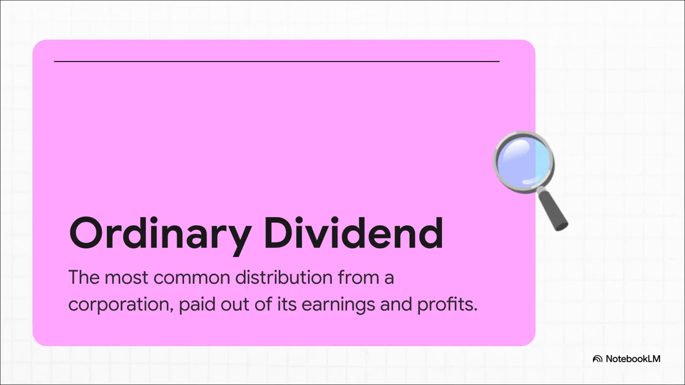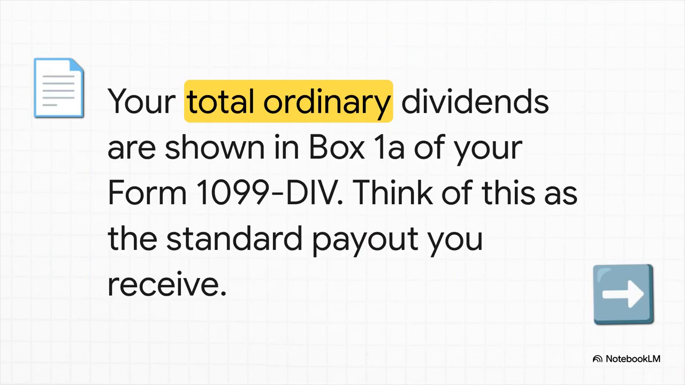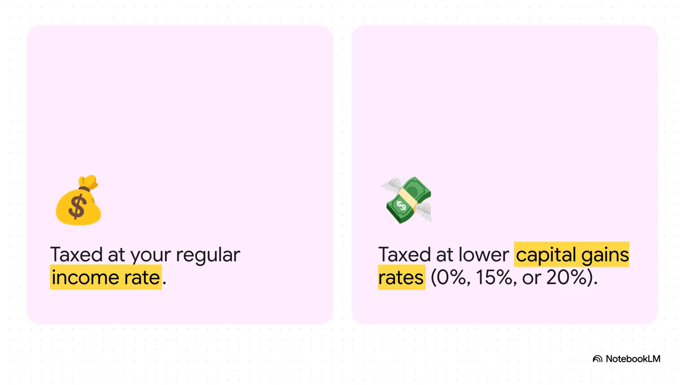So an ordinary dividend, just think of this as the default setting, the standard payout. A company makes some money, they share those profits with you, the shareholder, boom, that's typically what you get. It's kind of the baseline for the IRS. And just like that, we've solved the first piece of the puzzle. If you look at your form, you'll see the total amount of these payouts right there in box 1A. It's even labeled Total Ordinary Dividends. See? Nice and straightforward.